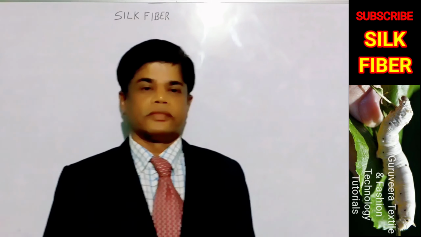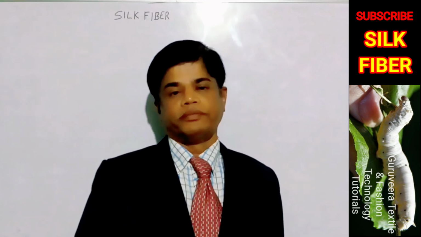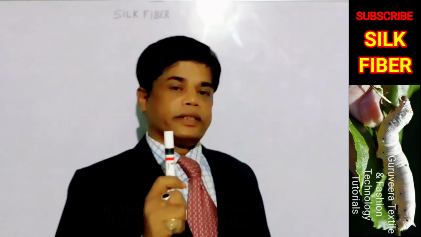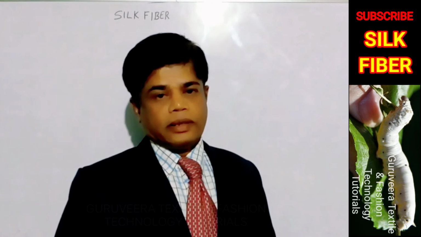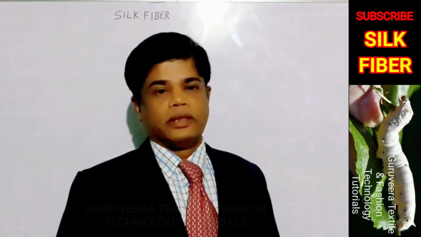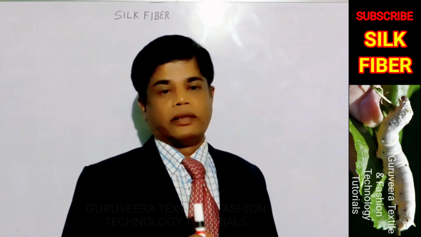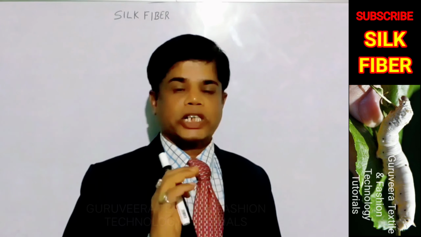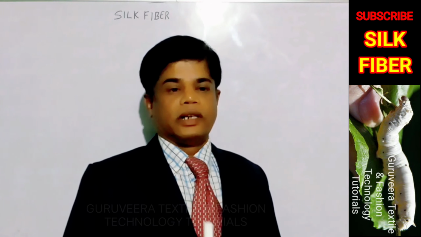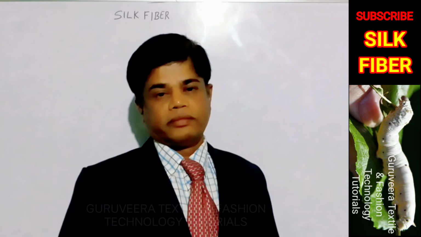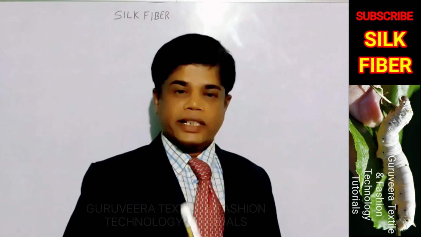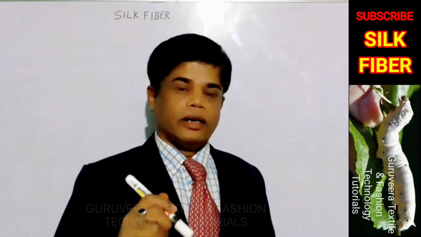Hi friends, this video clip gives you a brief explanation of silk fiber. As discussed in the previous classes, silk fiber is classified under the category of natural fiber because it is produced from an animal, that is, an insect. It is an extruded filament fiber and it is a protein fiber, and the history behind the existence of silk fiber is a long story.